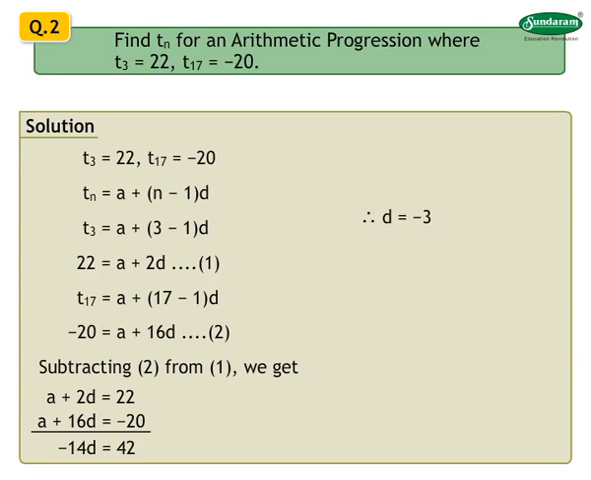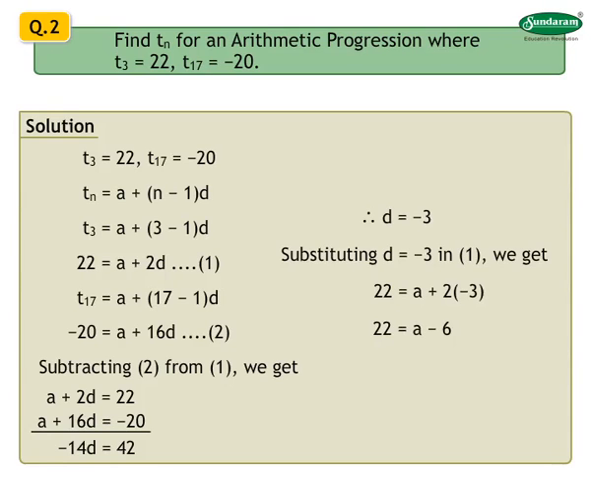Subtracting 2 from 1, we get minus 14d is equal to 42. Therefore, d is equal to minus 3. Substituting d is equal to minus 3 in 1, we get 22 is equal to a plus 2 into minus 3. 22 is equal to a minus 6. Therefore, a is equal to 28. Therefore, Tn is equal to 28 plus minus 3n plus 3. Tn is equal to minus 3n plus 31.